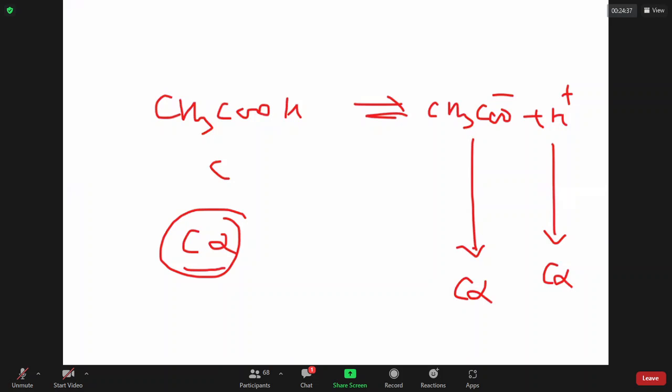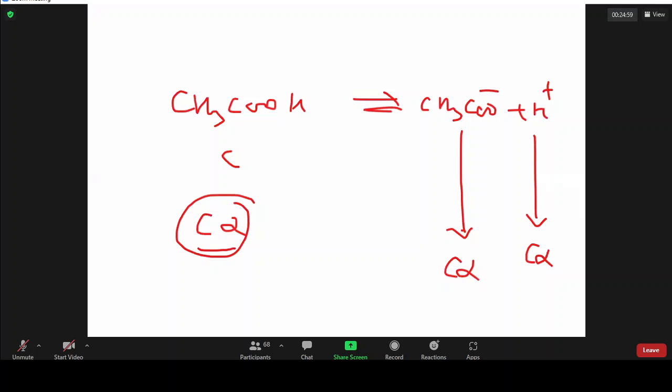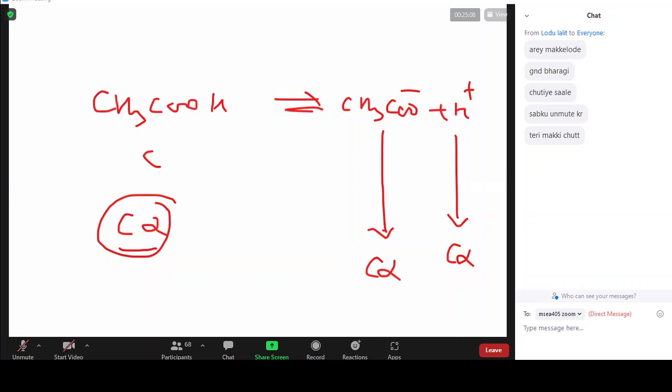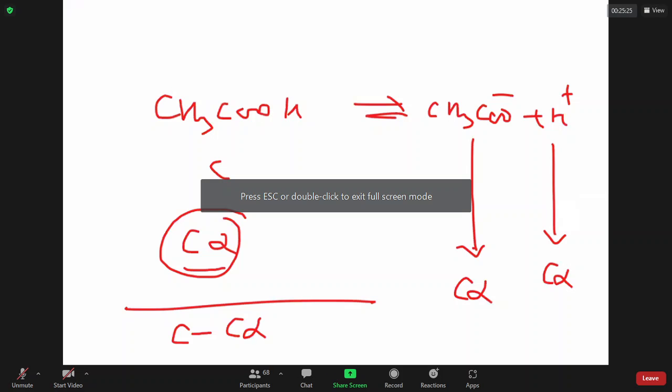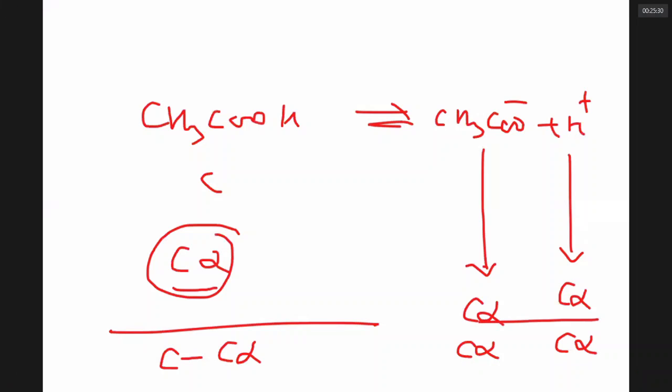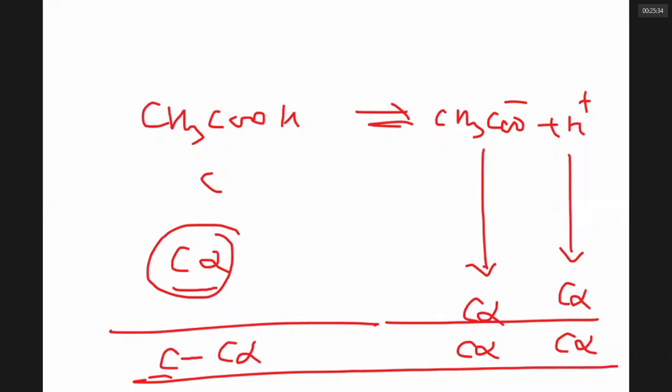Therefore, now what happens, sir? Okay. Now, the acetic acid left undissociated is C minus C alpha. The acetate ion formed is C alpha. The H plus ion formed is also C alpha. This is the state when the dissociation sets at equilibrium.